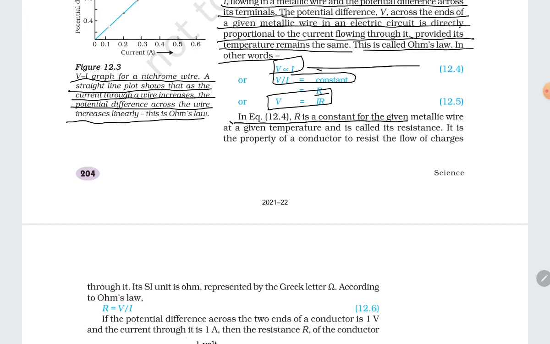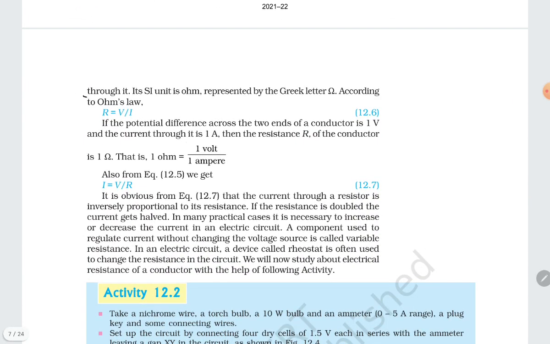R is a constant for the given metallic wire at a given temperature and is called resistance. It is the property of a conductor to resist the flow of charge through it. The SI unit of resistance is ohm, represented by the Greek letter omega. According to Ohm's law, R is equal to V by I.